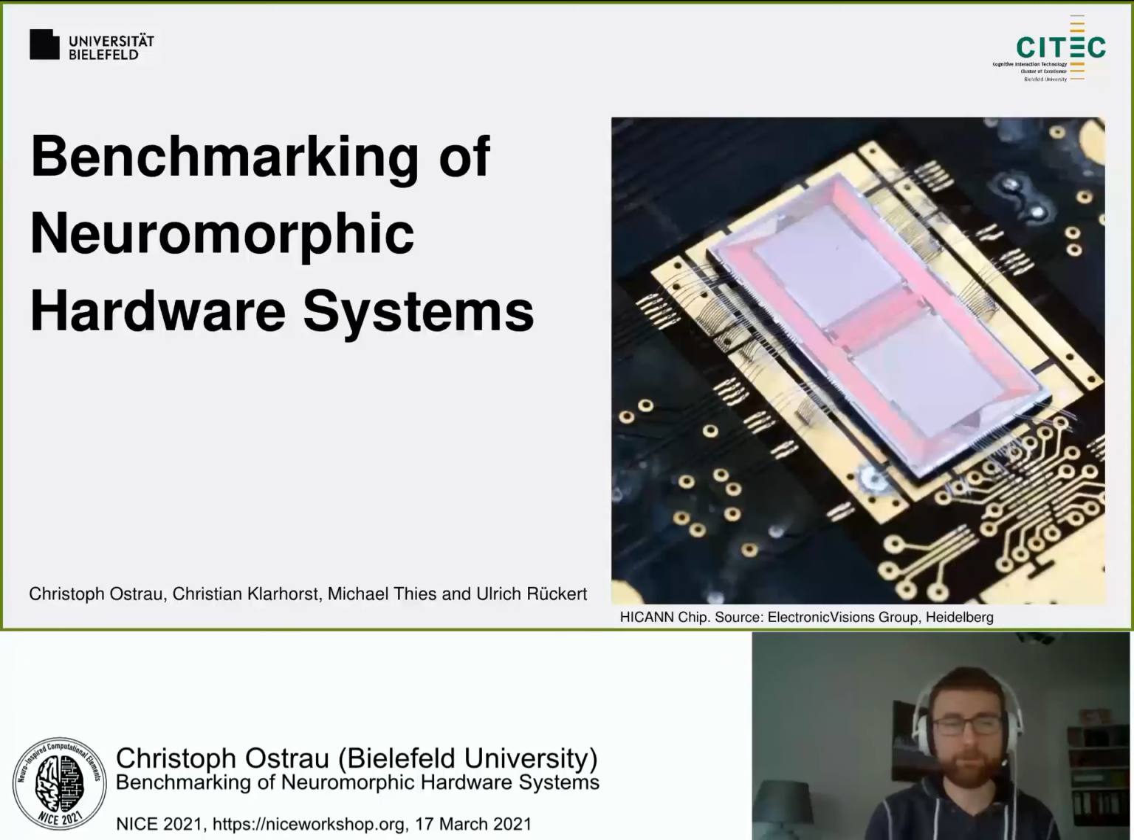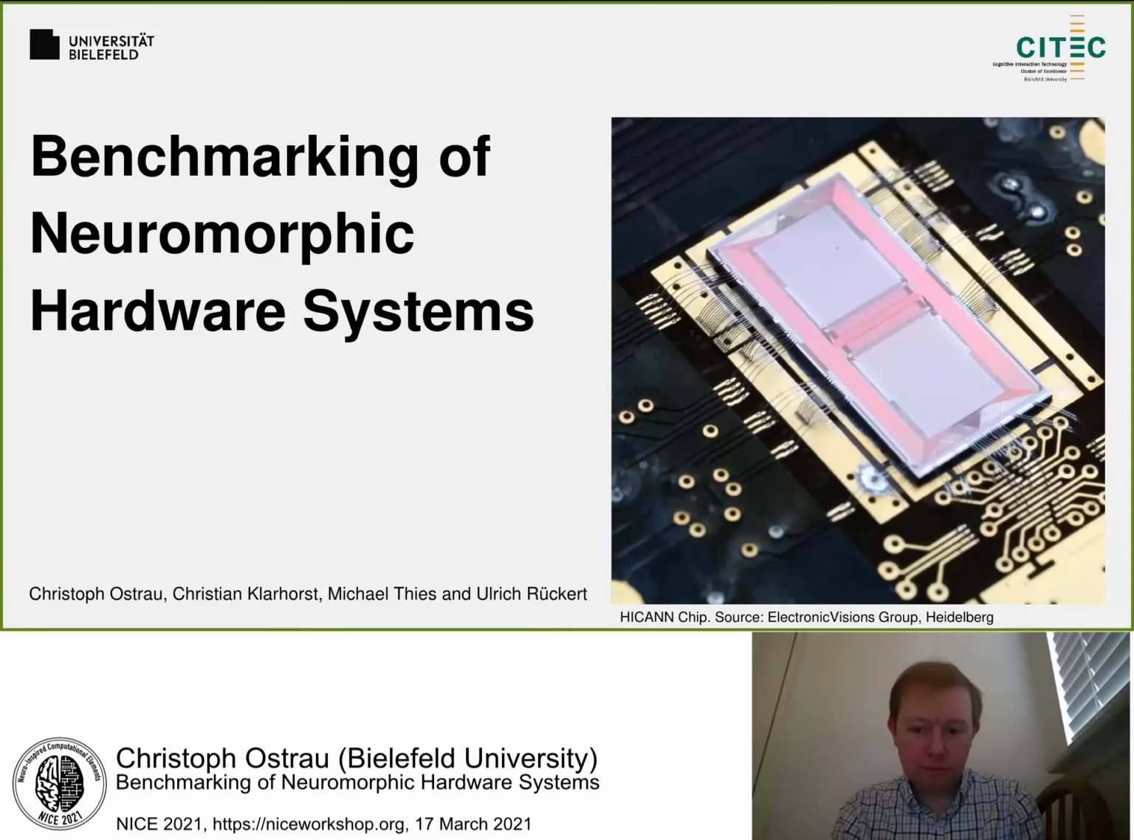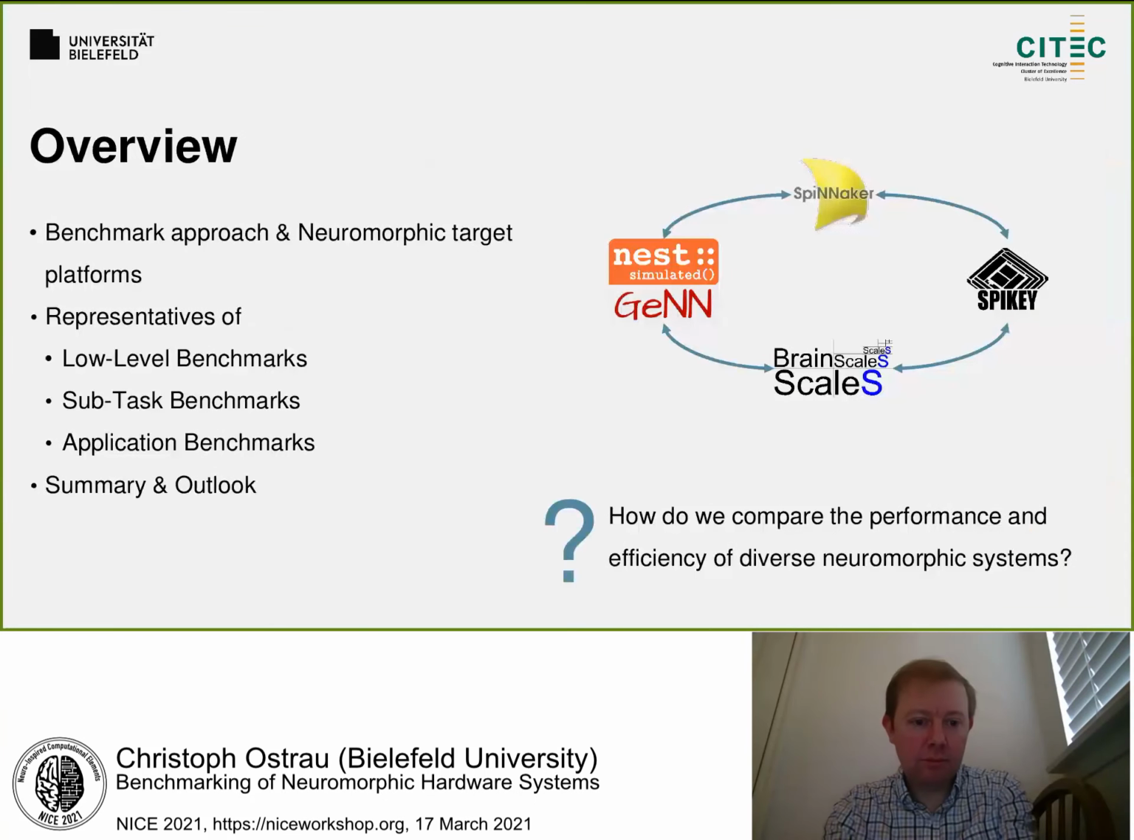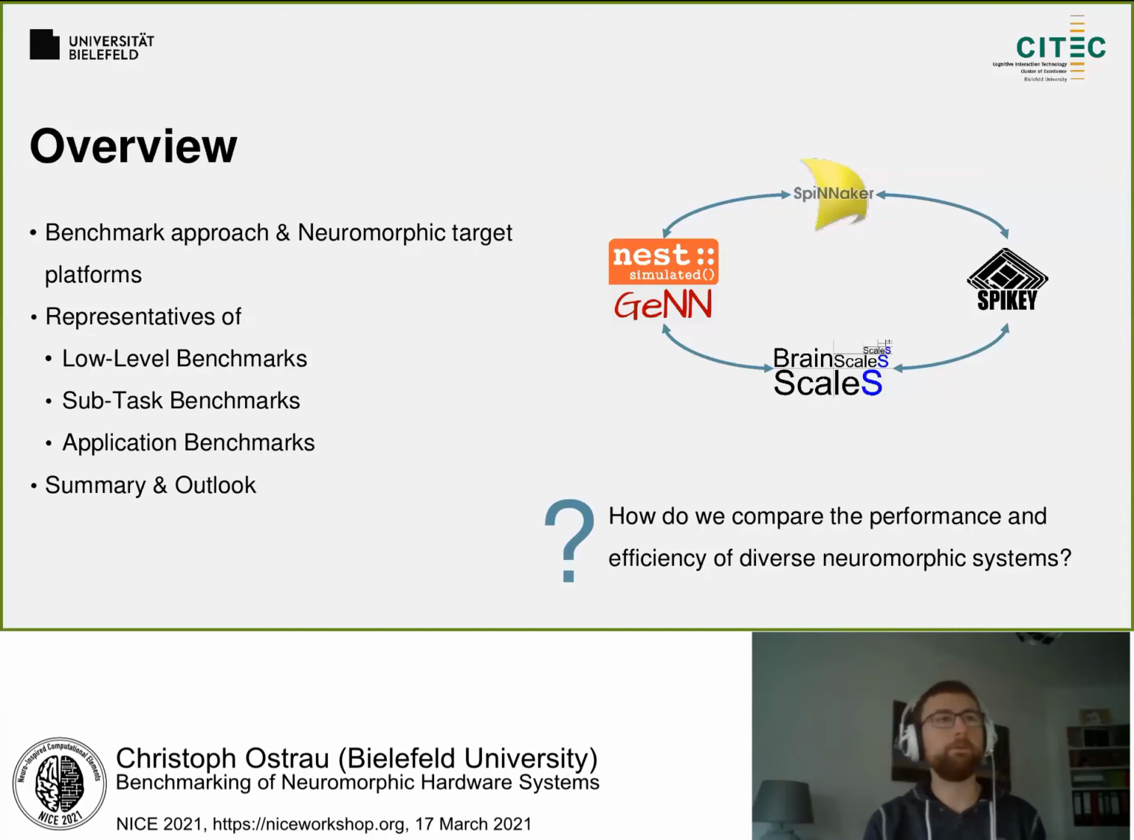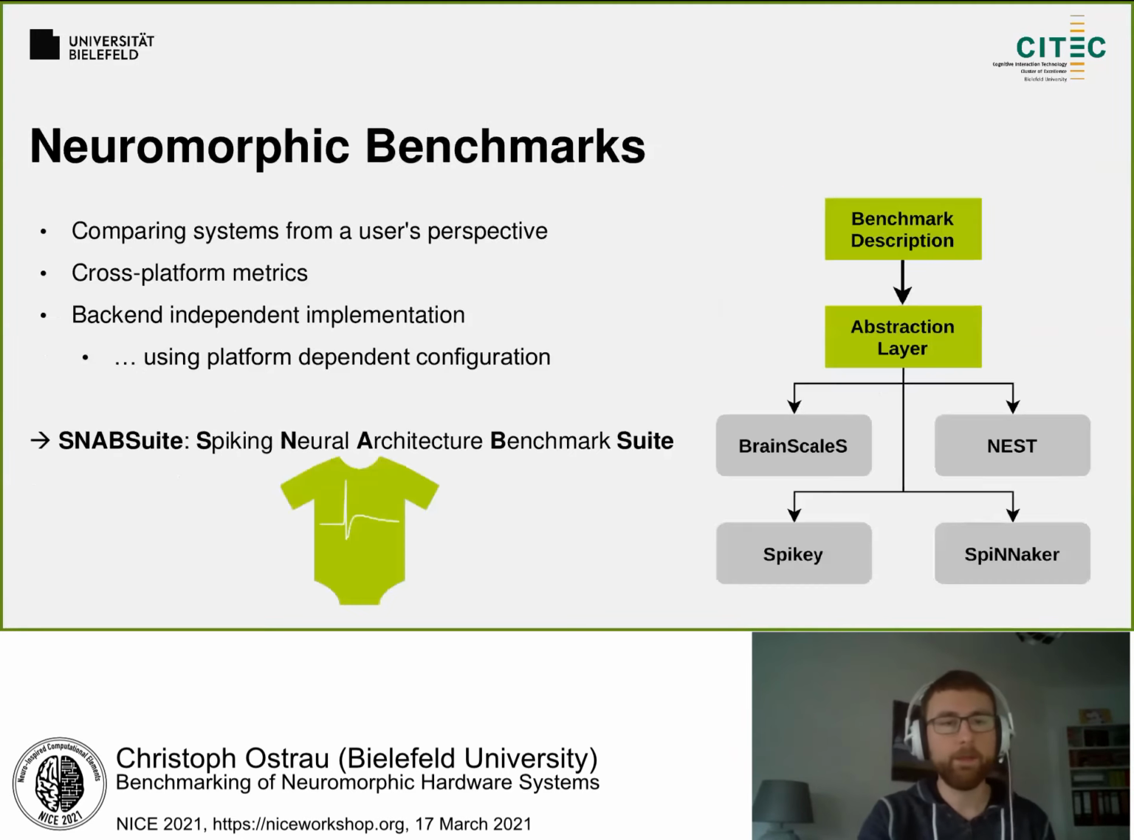Yeah, I'm a PhD student from Bielefeld University, and our talk is about benchmarking neuromorphic hardware. So we see more and more hardware systems appearing in research and industry, and the question arising is how do we compare the performance and the efficiency of these quite diverse systems? That's the main question guiding our research here.